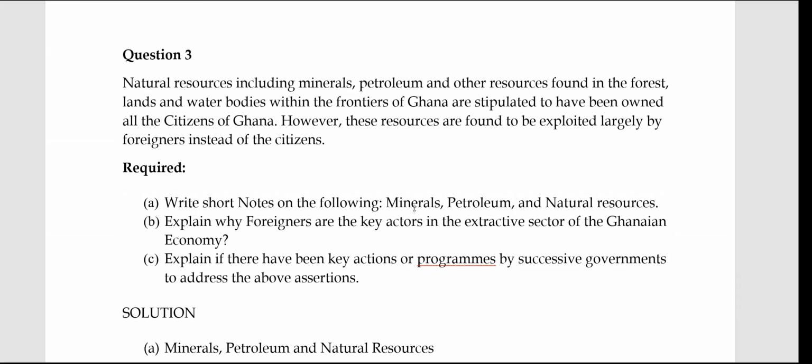Explain if there have been some key actions or programs by successive governments to address the above assertions. What has the government of Ghana done to control this? I will give you one: local content. I've said local content. What are some of the ways the government has done it? Local content regime.